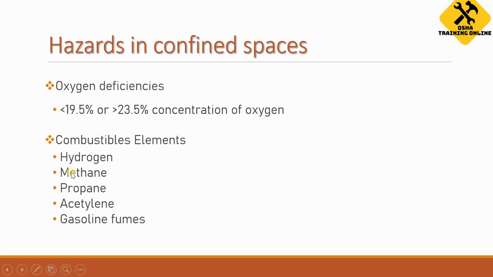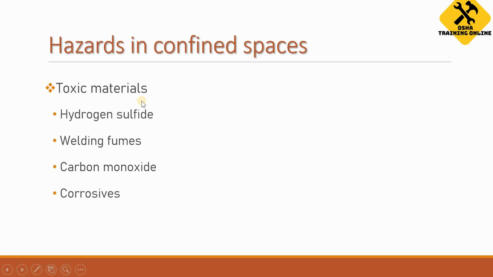There may be combustible materials: hydrogen, methane, propane, acetylene, gasoline fumes. These are combustible elements that may burn. These materials may be present in the confined spaces, and after a chemical reaction, a fire may occur. So it may be dangerous for the worker. Toxic materials may also be there, for example hydrogen sulfide, welding fumes, carbon monoxide, and different kinds of corrosives. They may be inhaled by the worker, which may be dangerous for the worker working in the confined space. So these are the hazards linked with confined spaces.